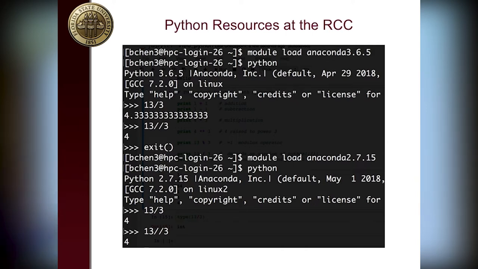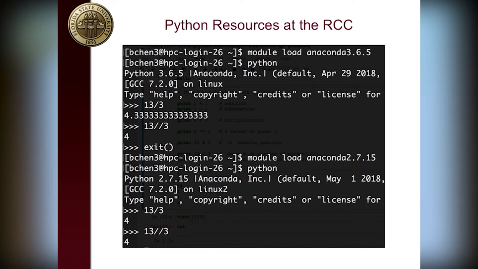I want you to see some difference between Python 2 and Python 3. I do 13 divided by 3. For Python 3, what did you get? You get a float, 4.333, right? But if I do 13 divided by 3 on Python 2, I get a 4. You can see how subtle the difference can be. I'm dividing two integers. For one of them, I get an integer. For the other, I get a float.